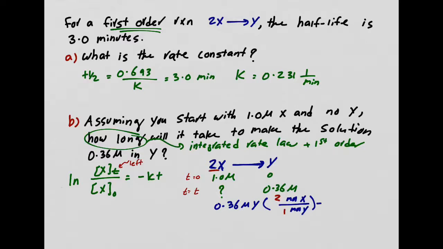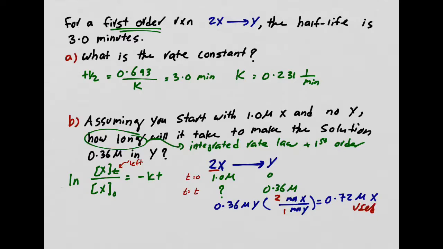Now, if I do that, what I end up getting is 0.72 molar of x. Okay? Again, I know 0.36 was formed. I can do a mole ratio, you know how to do that, to figure out how much x was used, because you have to use x in order to form y. Now, the problem is, used is not what I want. I want to know how much is left.